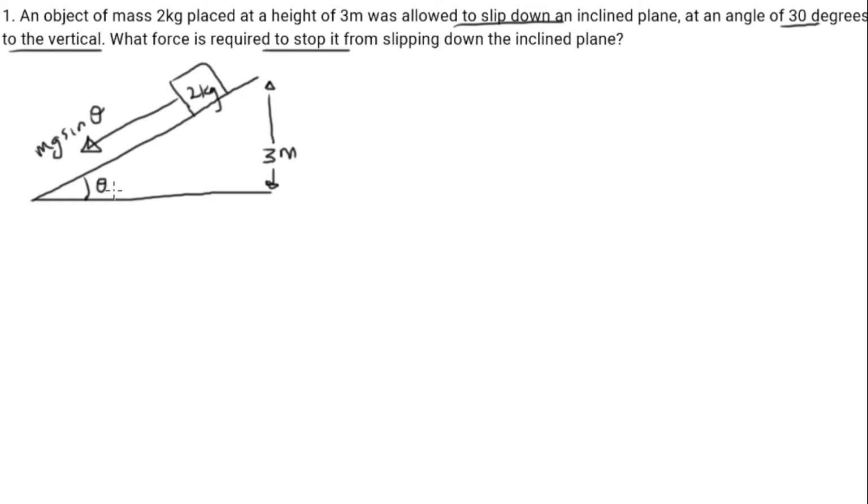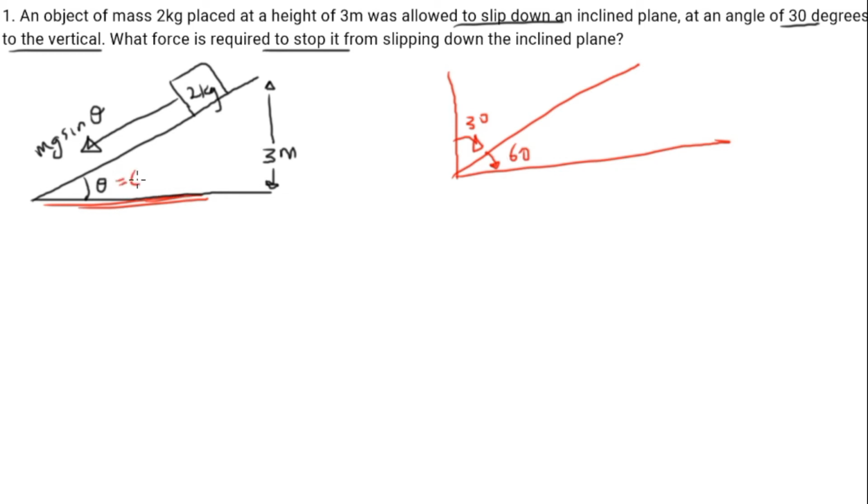Now it should be noted that this angle theta is the angle towards the horizontal axis. This is the horizontal axis. So this angle is towards the horizontal axis, not towards the vertical axis. The angle given in the question is this angle. If this angle is 30 degrees, it means that this other angle will be 60 degrees. So it implies that angle theta in this case is 60 degrees.